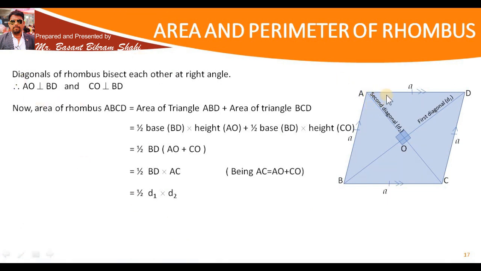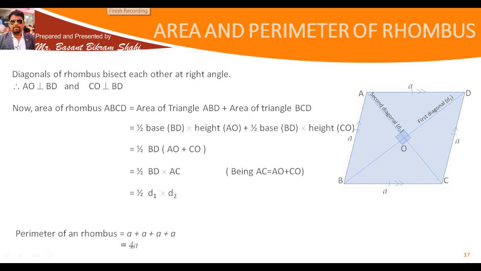Now the perimeter of a rhombus, according to the concept, the perimeter is the sum of all sides, A plus A plus A plus A. Altogether there are 4 A's. A plus A plus A plus A is 4A. Therefore the perimeter of a rhombus is 4A.